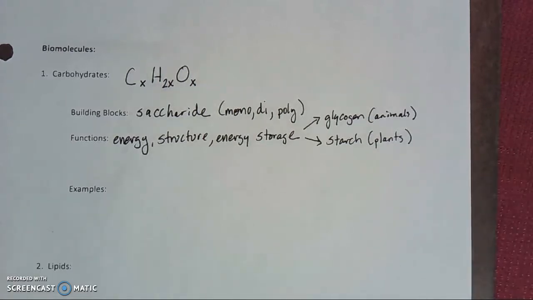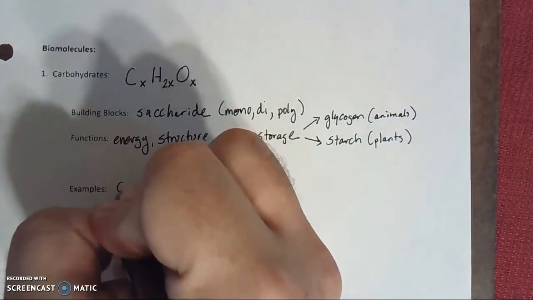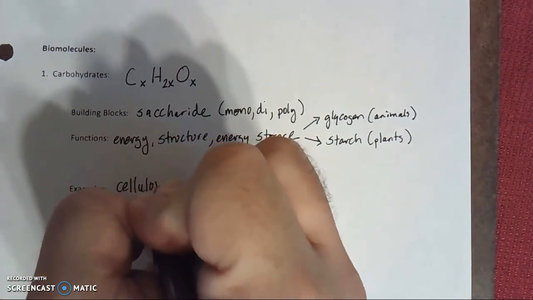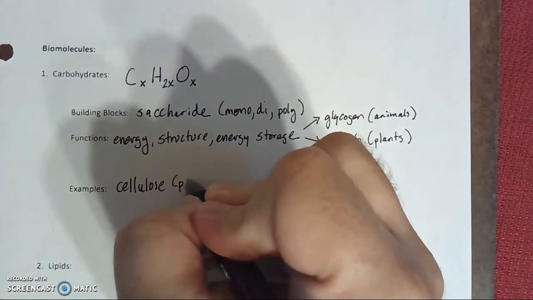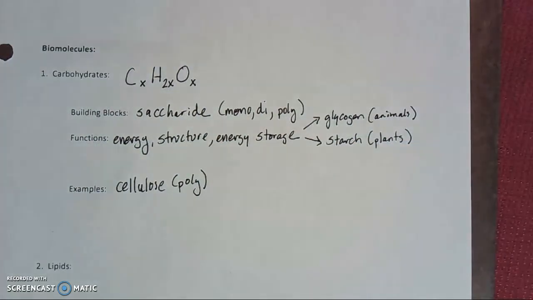Examples, other than glycogen and starch, we have cellulose. Cellulose is a polysaccharide. It makes up the cell walls of plants. So when you're eating celery and it crunches, you're breaking apart that cellulose. But we cannot digest cellulose. It goes right through us. So fiber, what we call fiber in our diets, there's a lot of cellulose there. It basically comes out the same as it went in.